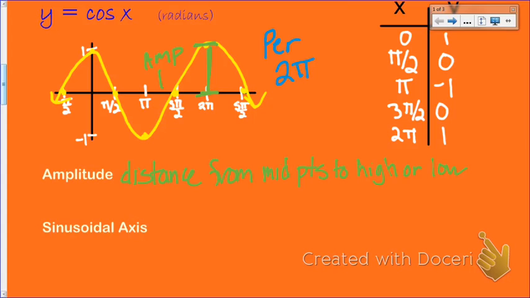The last new vocab word we have to look at here is the sinusoidal axis. All of these that we just graphed are sinusoids, which are waves. Now the sinusoidal axis is the axis that goes through my middle points. In this case, it is my x-axis. It's not always going to be the x-axis, however, and we're going to see later on where it's going to start to change. But the sinusoidal axis goes through the middle points.